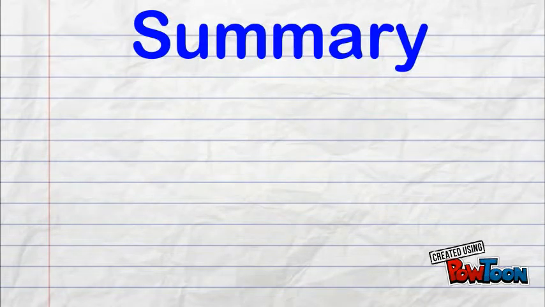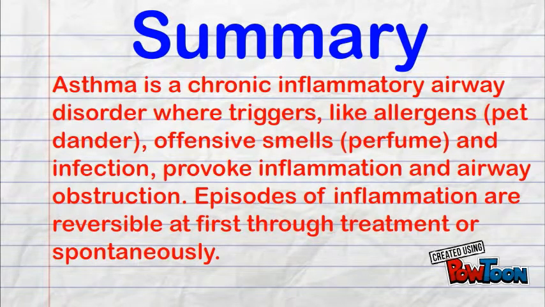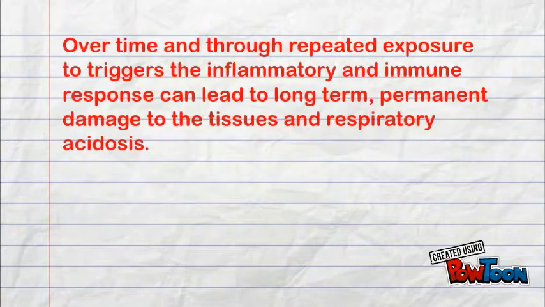So in summary, asthma is a chronic inflammatory airway disorder where triggers like allergens, offensive smells such as perfume, and infection provoke inflammation and airway obstruction. Episodes of inflammation are reversible at first through treatment or spontaneously. Over time and through repeated exposure to triggers, the inflammatory and immune response can lead to long-term, permanent damage to the tissues and respiratory acidosis.